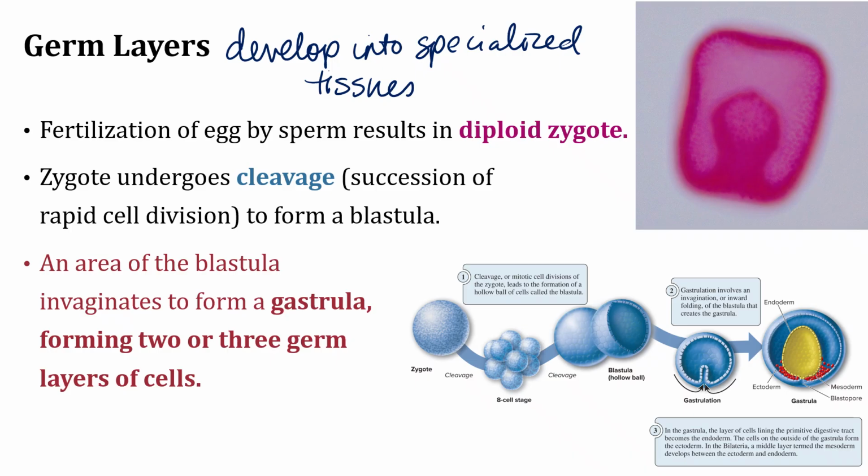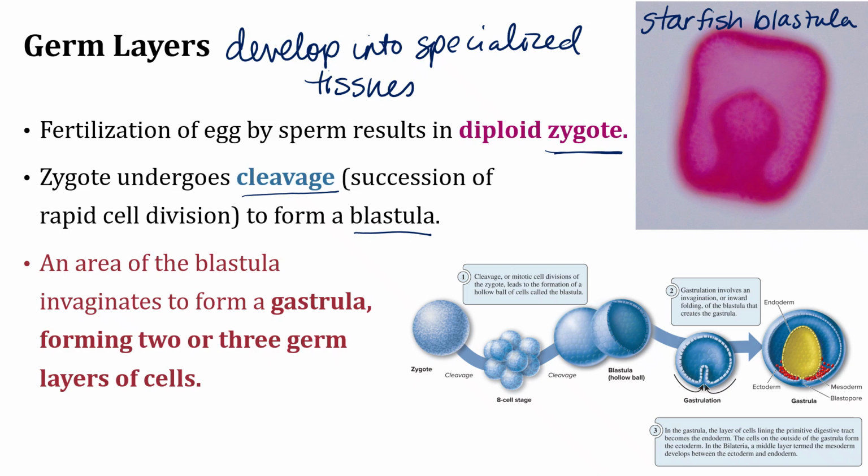But these layers come about after fertilization of an egg by a sperm, where we produce what we call a zygote. Zygote is just a fancy word for a fertilized egg. And that zygote immediately undergoes some successive cell division. It's a very quick cell division called cleavage, and this cleavage forms a structure called a blastula. In our lab for animals, we look at a starfish blastula, and you can see that the shape is roughly similar to this diagram we have down on the bottom.